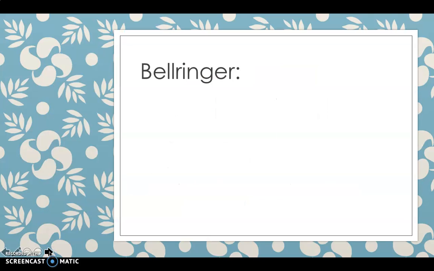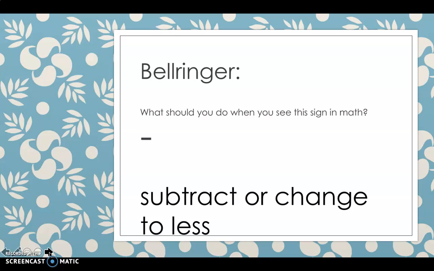So here's a bell ringer for you. What should you do when you see this sign in math? Here it comes. What should you do when you see that sign? You might be thinking this sign is a sign that we see when we're doing number sentences, and that is correct. And when you see this sign, you should subtract or change the beginning number in the number sentence to less. You're going to get a smaller number than what you started with.